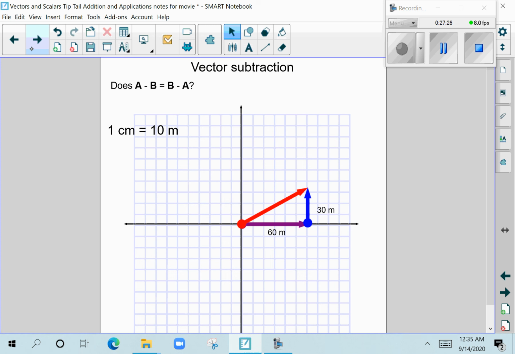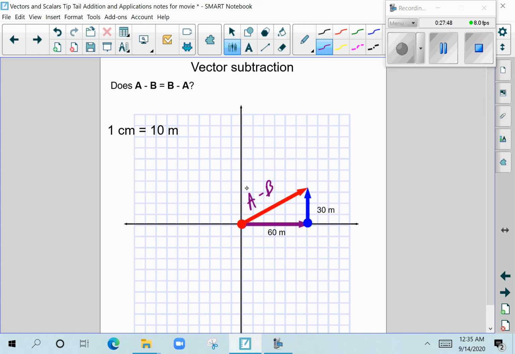Does A minus B equal B minus A? Well, for this one, I'm going to have to subtract out the vectors in the order that they're given. So right over here, I have A minus B, exactly as it was shown before.